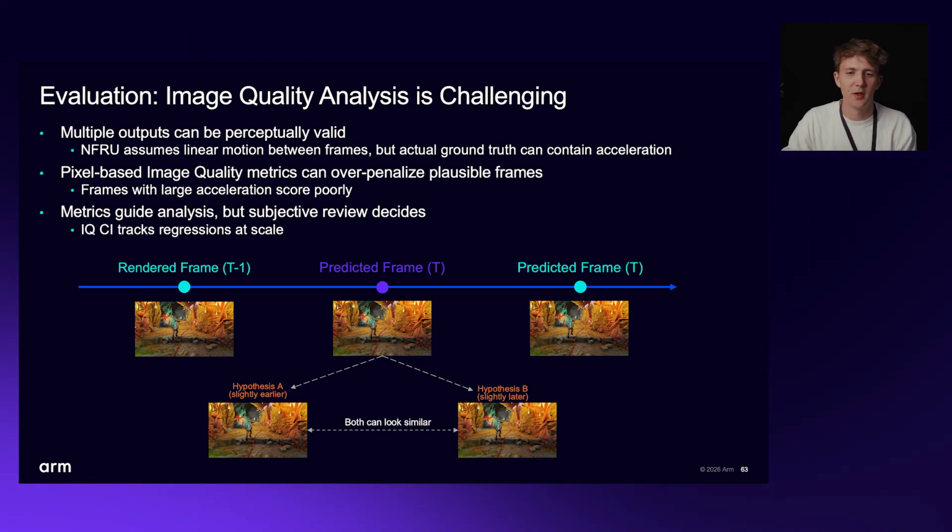And so we don't have one complete solution to this, but we have developed systems to ensure that we can work around this problem. So we use metrics to find regressions and compare large test sets consistently, but subjective review still decides whether an artifact is actually visible or distracting or not. And so we have automated image quality CI, which helps to capture and track these regressions at scale and makes it very easy for us to visualize and determine whether we think the issues are real or not real. So in summary, the numbers guide the investigation, but the final judgment as to whether the generated sequence looks convincing or not is down to us.